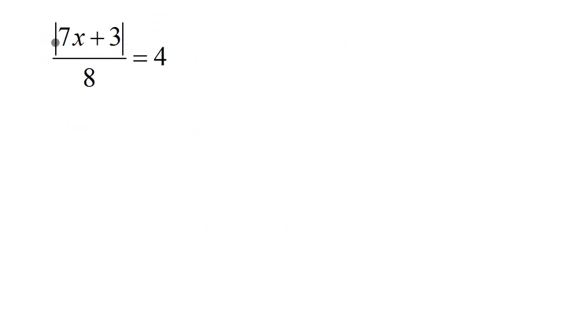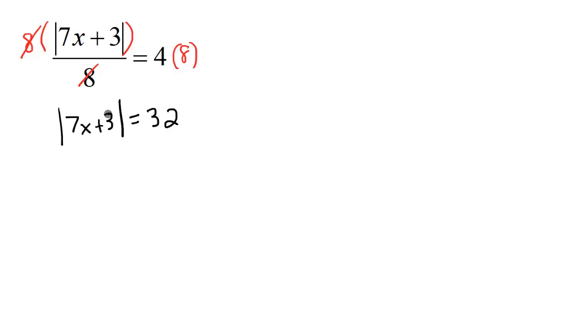So let's now try another problem. Okay, it's going to be this right here. We've got a fraction, but we solve this the same way as our other problem. First we want to undo the division of 8, so I'm going to multiply this whole side by 8. Because then 8 up here will cancel out with this 8 down there, and that means I also have to multiply this right side by 8. So now we've got the absolute value of 7x plus 3, and that will equal 4 times 8, which is 32. And already we have the absolute value expression isolated by itself.